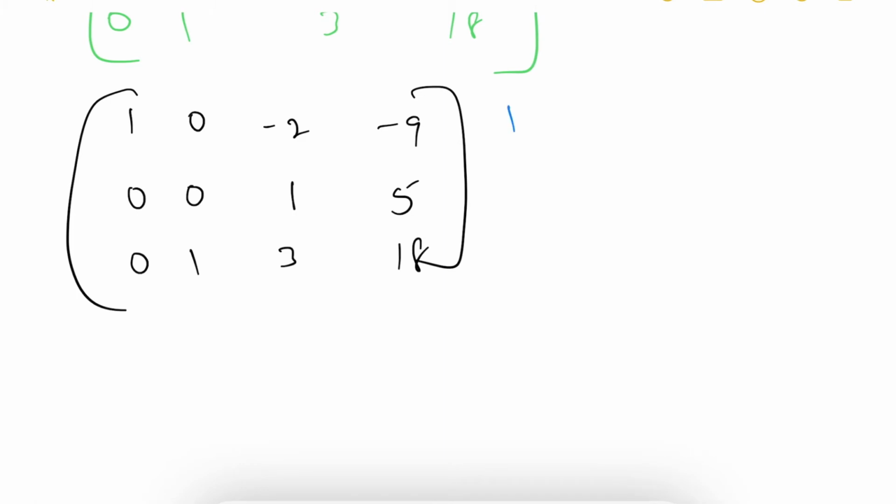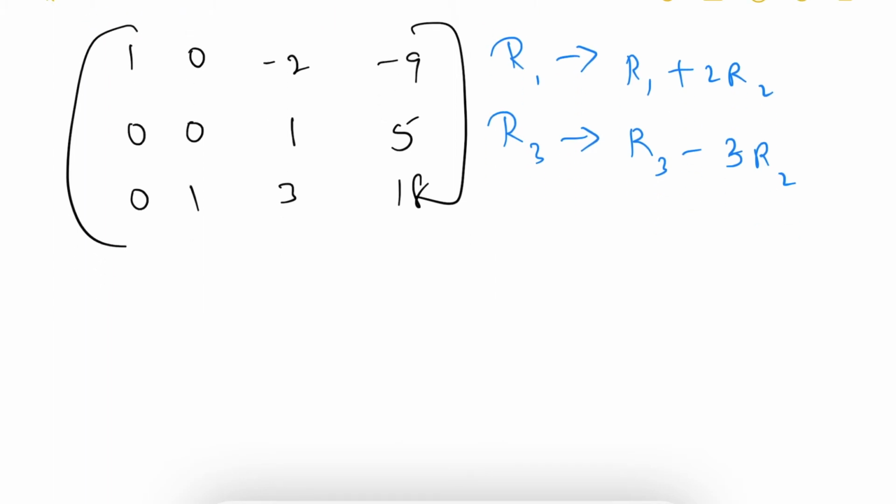Okay, next what I will do is, row 1 I will change to row 1 plus 2R2. The same way, row 3 minus 3R2. Okay, let us check it out. First row 1, I will change R1 plus 2R2, right?